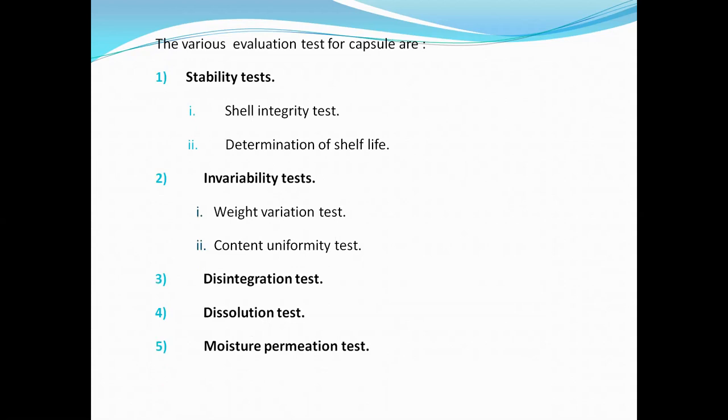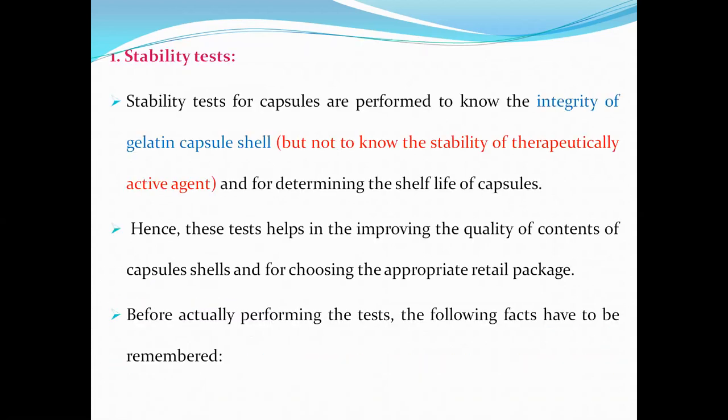Even a dissolution test can be done, a moisture permeation test can be done, apart from the variability test, that is the weight variation test. You can also have the stability test, dissolution test, moisture permeation test. Stability tests are meant for the gelatin capsule shells and for determining the shelf life of the capsules. These tests definitely help with the contents of the capsules and for choosing the appropriate package. Before actually performing the test, the following facts are to be remembered.